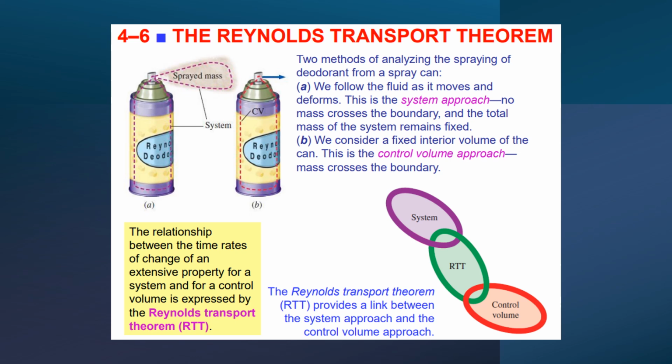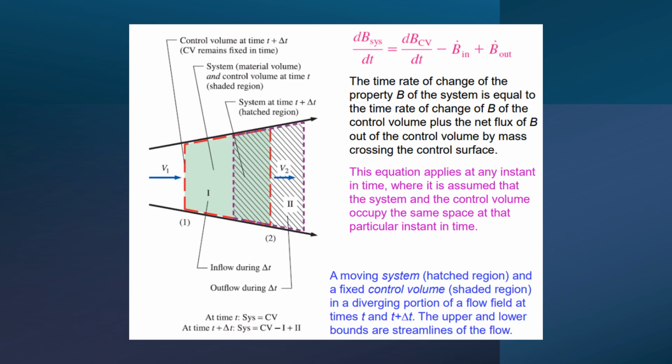The relationship between the time rates of change of an extensive property for a system and for a control volume is expressed by the Reynolds transport theorem. The Reynolds transport theorem provides a link between the system approach and the control volume approach. From the diagram given, there are two parts, which are the hatched region and the shaded region. The time rate of change of the property B of the system is equal to the time rate of change of B of the control volume plus the net flux of B out of the control volume by mass crossing the control surface.